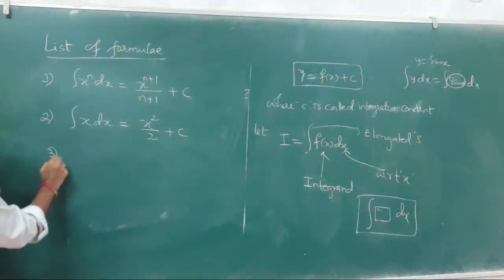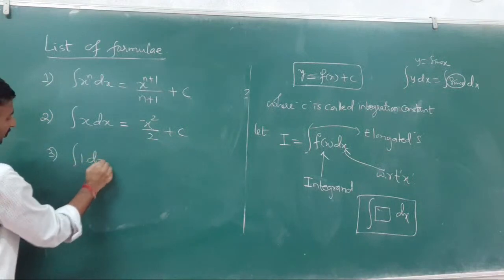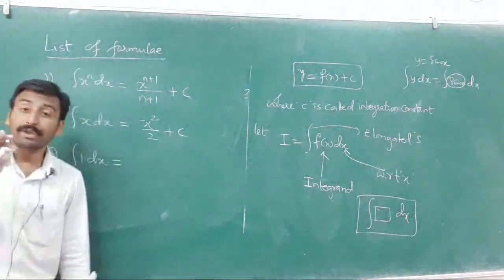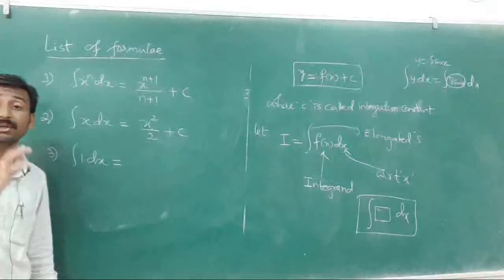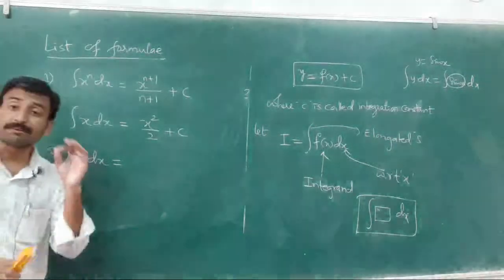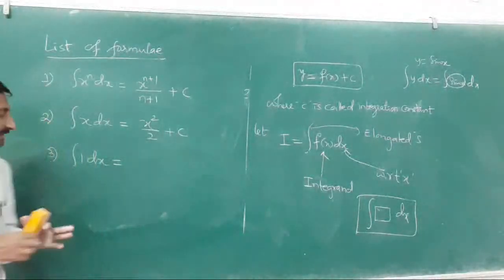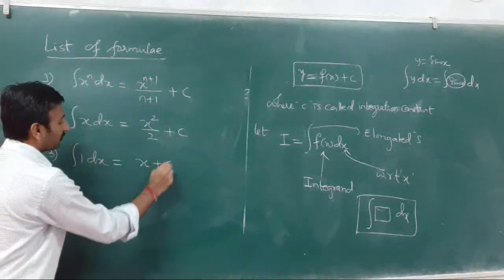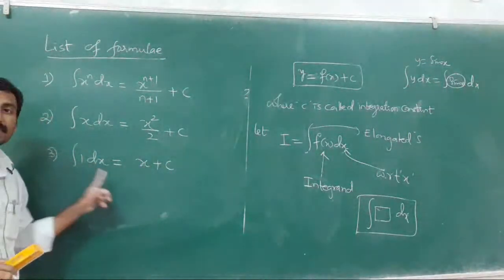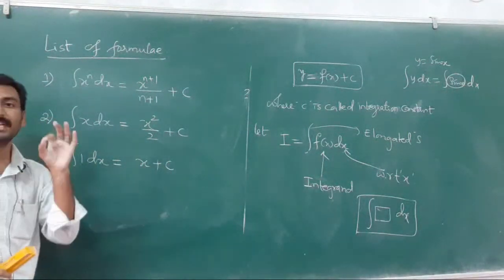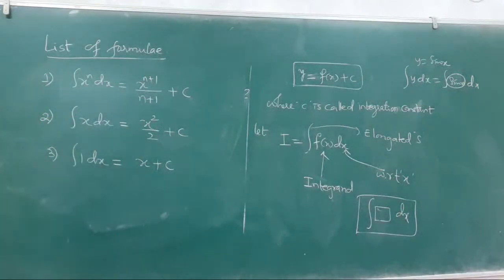Third formula. Integration of 1 with respect to x. Whose differentiation is 1? The differentiation of x. So it is x plus c. So integration of 1 is always x. Remember, integration of 1 is always x. Okay, so the next one.